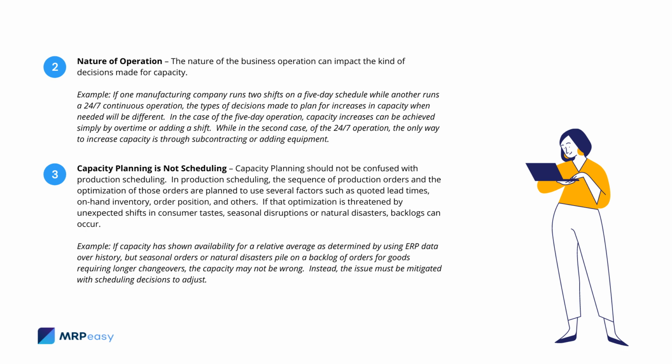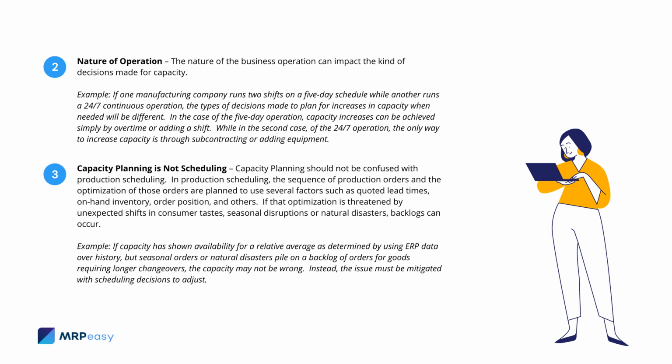3. Capacity planning is not scheduling. Capacity planning should not be confused with production scheduling. In production scheduling, the sequence of production orders and the optimization of those orders are planned using several factors, such as quoted lead times, on-hand inventory, order position, and others. If that optimization is threatened by unexpected shifts in consumer tastes, seasonal disruptions, or natural disasters, backlogs can occur.